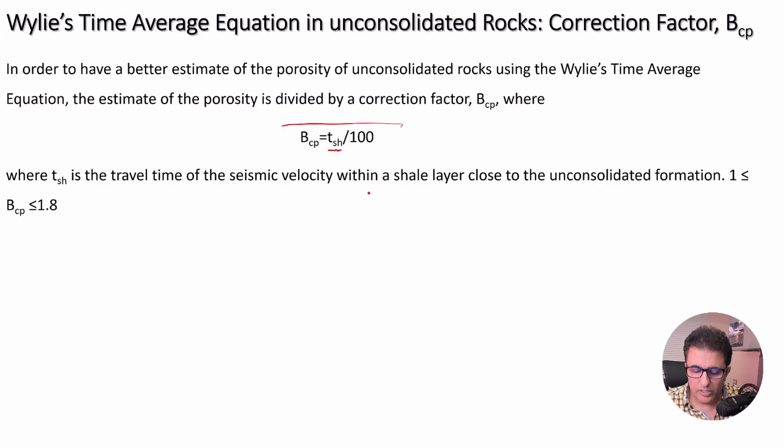And in that case, we're going to obtain a correction factor that is shown by BCP. And what we should do is just, if we divide the sonic porosity over the correction factor, then we may be able to obtain a more accurate estimate of the porosity. So this is one of the approaches that was proposed by petrophysicists in order to have a more accurate estimate of the porosity using Wiley's time average equation.